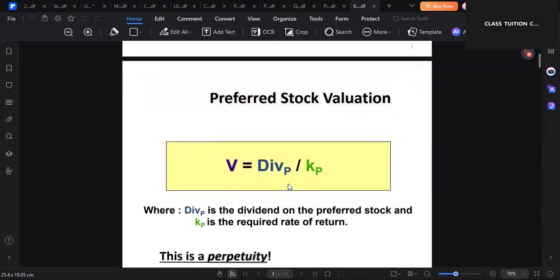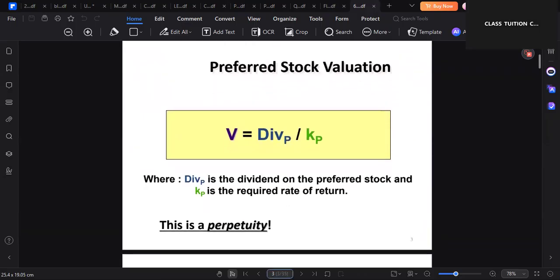So now, this is the value of preferred stock. Notice that there is no growth term here. Why? Because preferred stock dividends are typically fixed. It's actually a perpetuity. As you know from our time value of money lessons, a perpetuity is simply the cash flow divided by the discount rate.